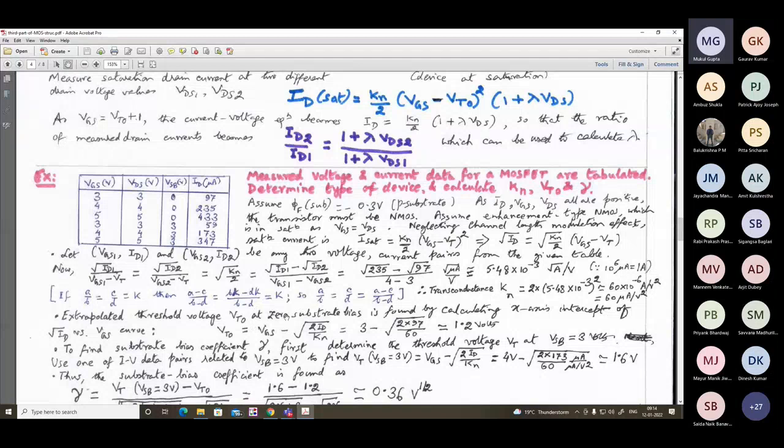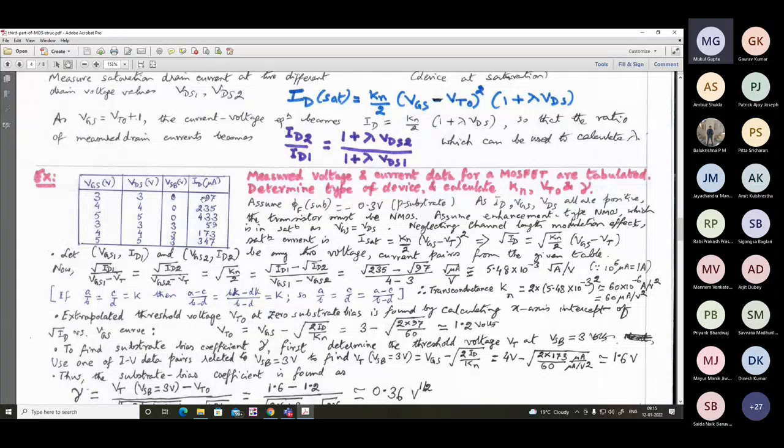So the extrapolated threshold voltage VT0 at zero substrate bias is found by calculating the x-axis intercept. If you take the first row, here I need to find out VT0. VGS is 3 volt and ID equals 97. Kn we have just now found to be nearly equal to 60 microampere per volt square. So from any row, I find that root over 2ID by Kn gives VGS minus VT. So VT equals VGS minus root over 2ID by Kn. VGS equals 3 volt here, ID equals 97 microampere, and Kn is 60, also expressed in microampere per volt square. So that equals 3 minus root over 2 into 97 by 60, which is roughly equal to 1.2 volt. So the zero bias threshold voltage is found to be 1.2 volt.